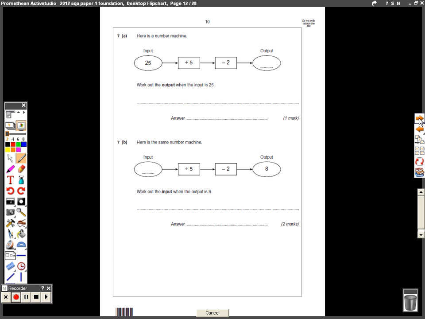Question 7. A number machine. We've got an input and an output. This is what goes in, this is what comes out. There are 2 things going on. We've got divide by 5 and take away 2. So, first of all, 25 goes in, divide by 5, so 25 divided by 5 is 5, subtract 2, 5 take away 2 is 3, so the output for the input of 25 is 3.